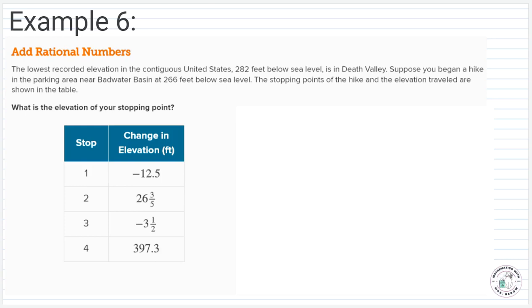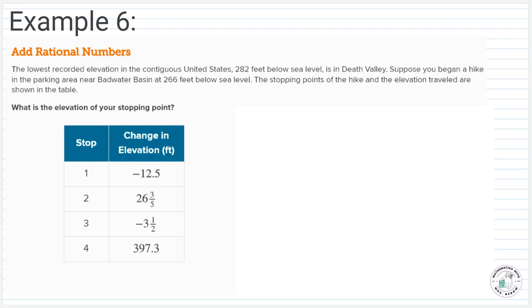In this video, we're going to take a look at story problems that involve adding rational numbers. In our first example, it says the lowest recorded elevation in the contiguous United States, 282 feet below sea level, is in Death Valley. Suppose you began a hike in the parking area near Badwater Basin at 266 feet below sea level. The stopping points of the hike and the elevation traveled are shown in the table. What is the elevation of your stopping point?